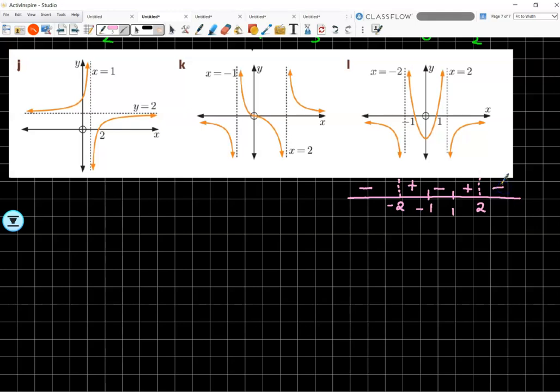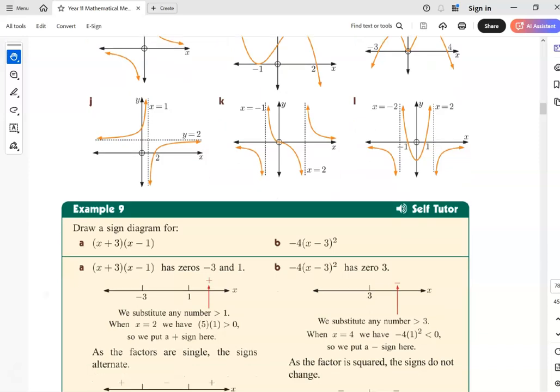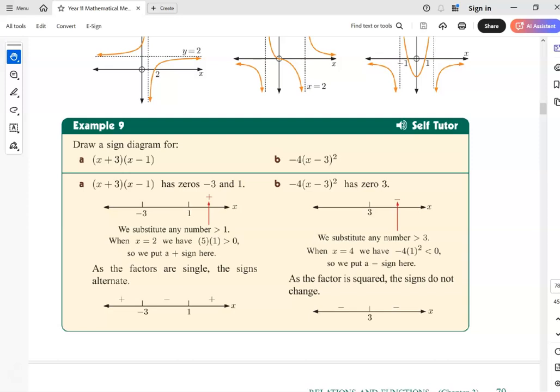No algebra inside. But don't be disheartened, because the algebra is coming. Not yet, not yet. So, draw a sign diagram for this. Now this is what we did before. We've got to find your zeros. But now, how do we know if it's plus or minus? We want to pick a value beyond 1. What are we going to pick? 10.